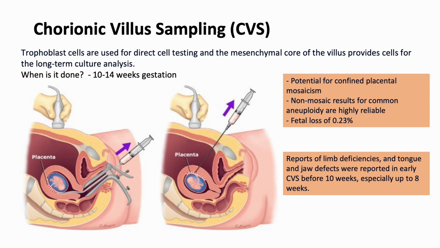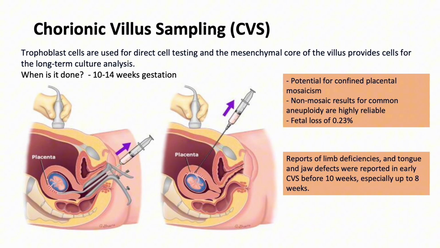While CVS provides accurate genetic information early in pregnancy, it does have some limitations. Since the sample comes from the placenta rather than the baby directly, there is a slight chance of confined placental mosaicism, where the genetic makeup of the placenta differs from the fetus, leading to inconclusive or misleading results.